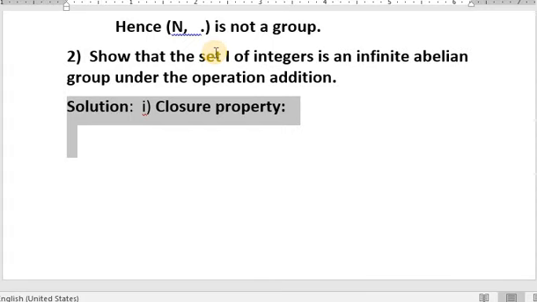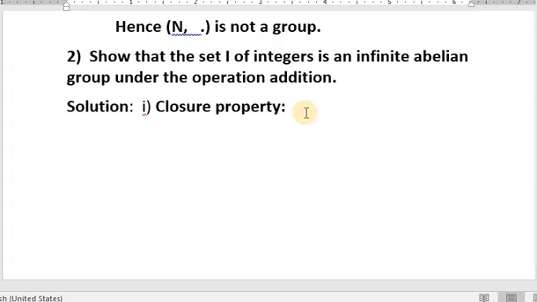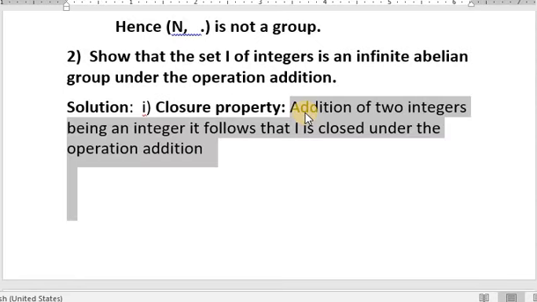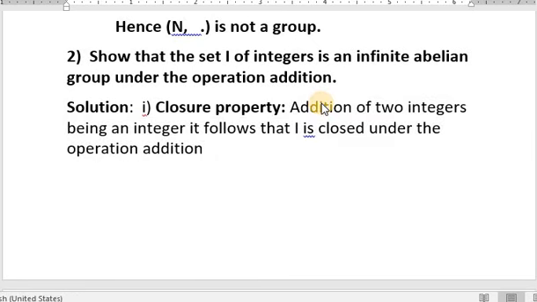To show that the set of integers is an infinite abelian group, let us prove first it is a group, then if it holds the commutative property, then we say that it is an abelian group. First, closure property. For all a, b belonging to I implies that a plus b belongs to I.